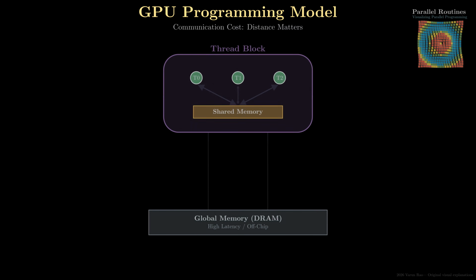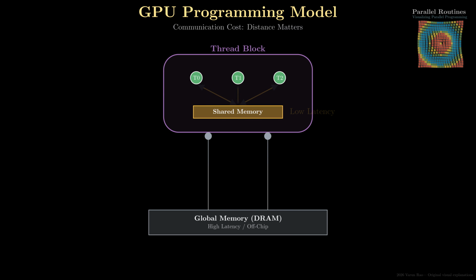Communication between threads follows strict rules based on the hierarchy. These rules affect how shared memory and synchronization can be used. Within a block, threads have powerful capabilities. They can use shared memory, a fast on-chip cache. They can synchronize using syncthreads. They can coordinate efficiently for reductions, scans, or data sharing.